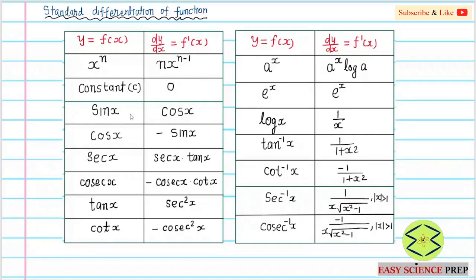Similarly, we also obtained the expression for differentiation of constant and trigonometric functions. The derivative of sine x is cos x, of cos x is minus sine x, and so on for secant x. We also found the derivatives of various other functions like exponential functions, a raised to x, e raised to x, logarithmic functions, and inverse functions in our previous discussion.